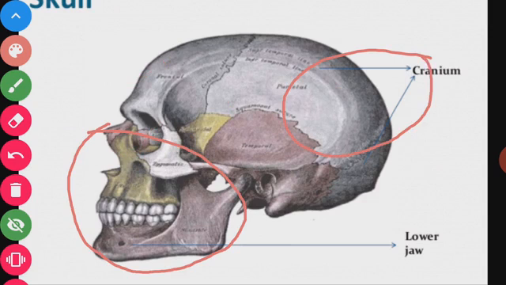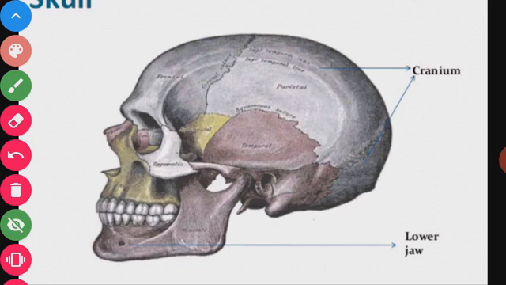The cranium protects the brain from injury. The bones of the cranium are flat, as you can see in this structure, and they are firmly joined together.